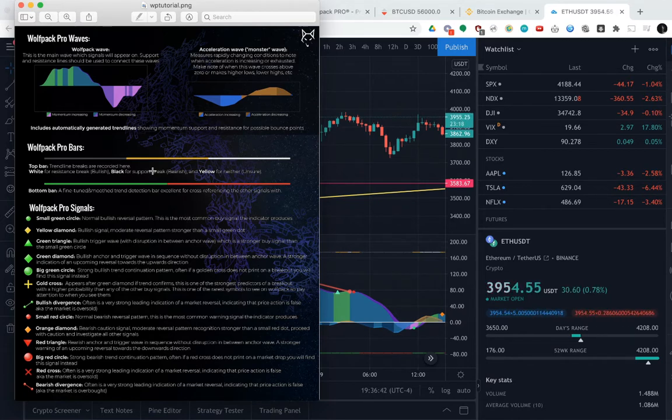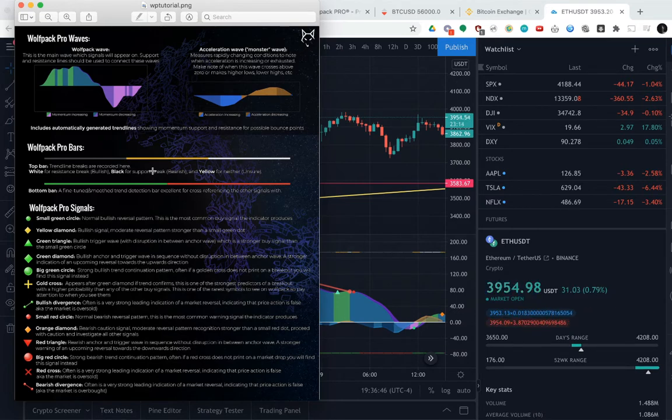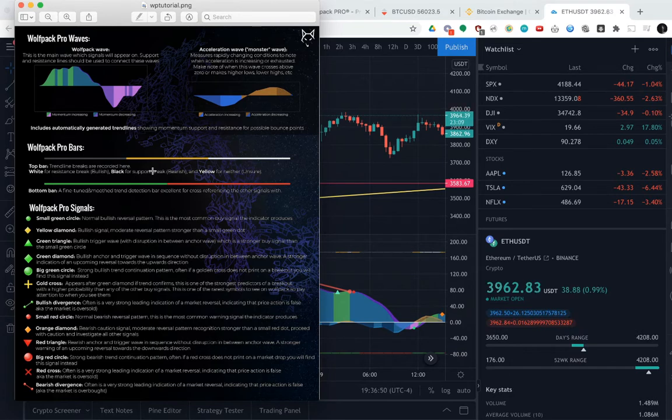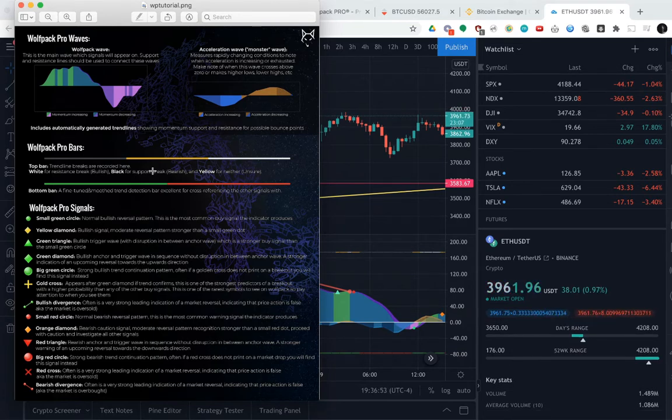And mindset is really where I want to head with a lot of my content. Mindset and confidence are the things that make successful traders. And these are tools that can help give you that confidence.